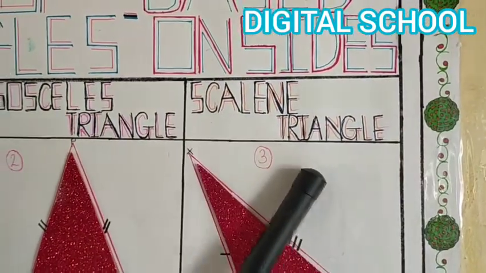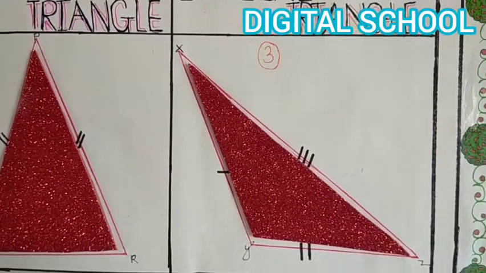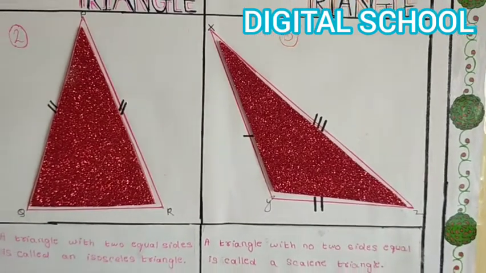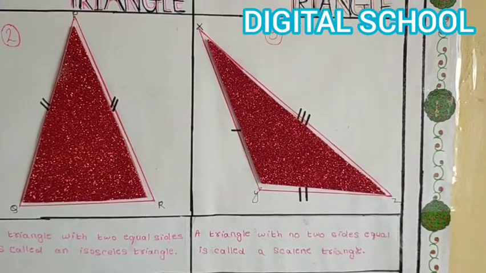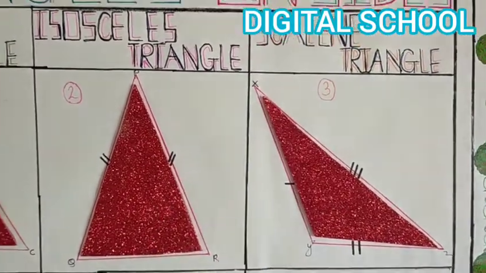Third, scalene triangle. The definition of scalene triangle: a triangle with no two sides equal is called a scalene triangle. The length of the sides of triangle XYZ are different.